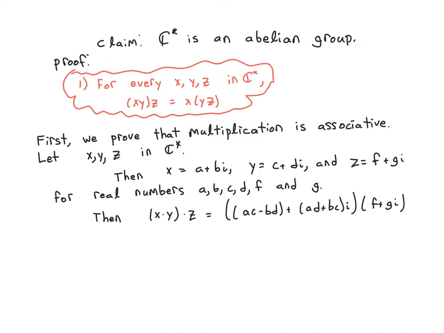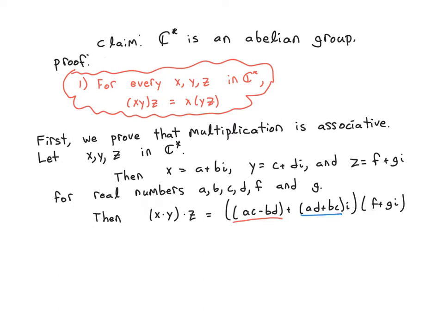Now we do the only thing we know how to do, we multiply. So let's actually compute this product of x times y times z. So x times y, by definition of multiplication, is given by this formula: ac minus bd, plus (ad plus bc) times i. And it's worth noting here that this is the real part and the second part is the imaginary part.